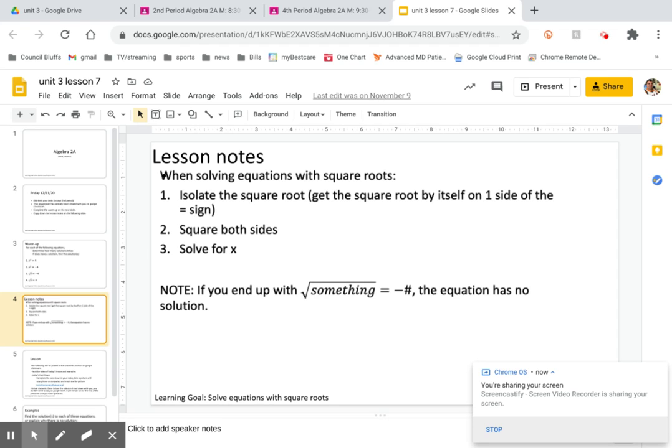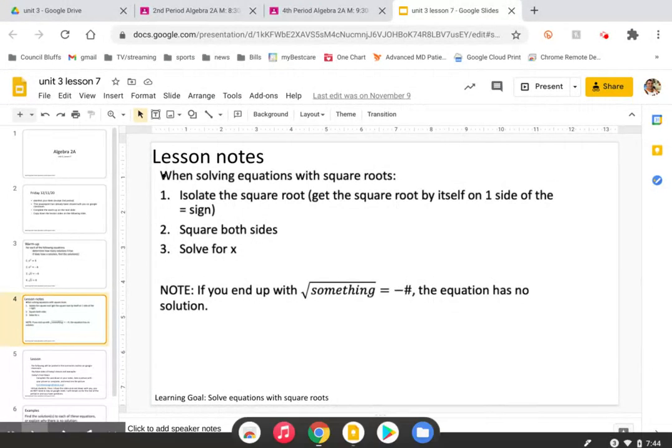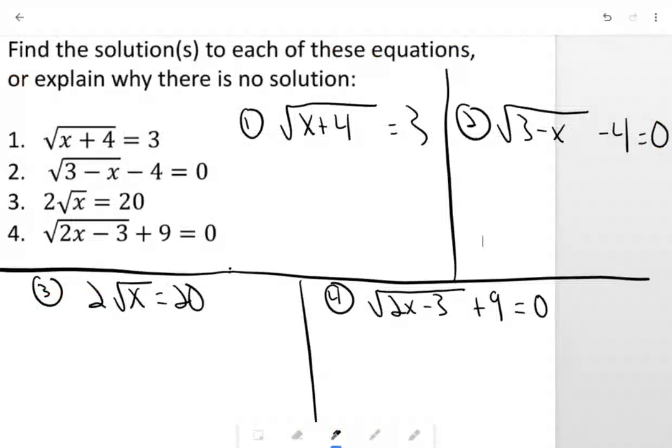All right, for lesson 7, we are solving equations with square roots. So let's go right to the examples here, and I will explain the steps through these examples.